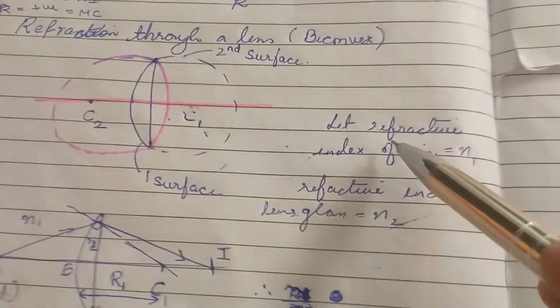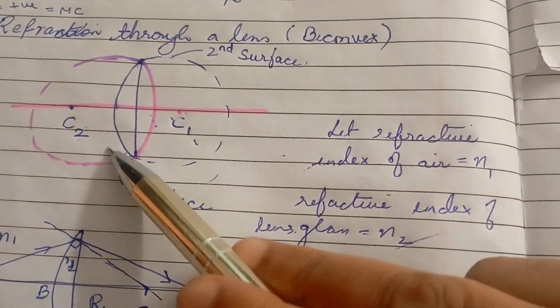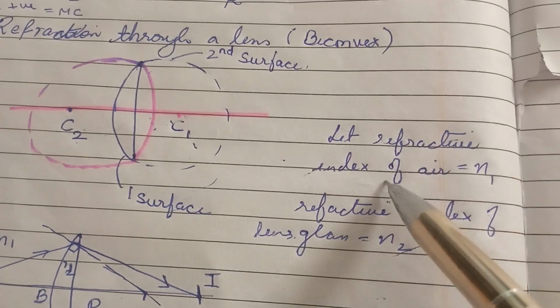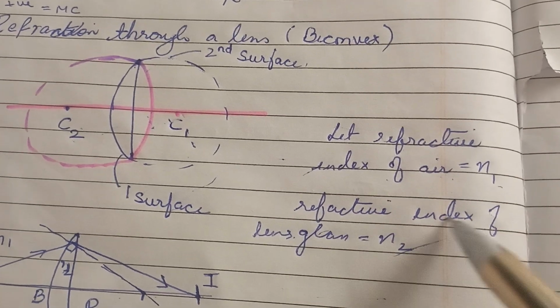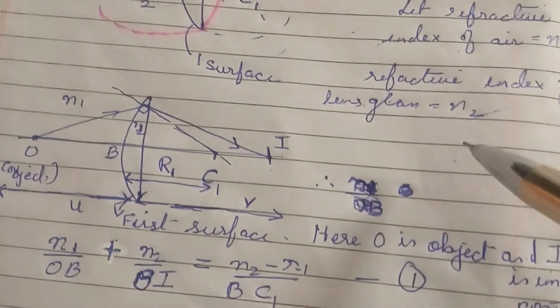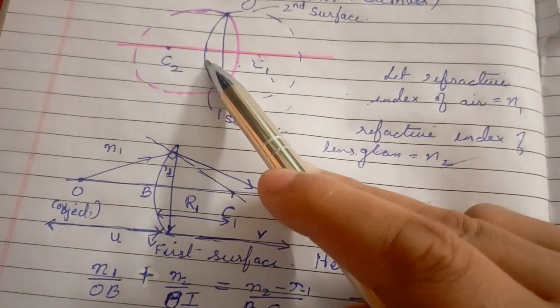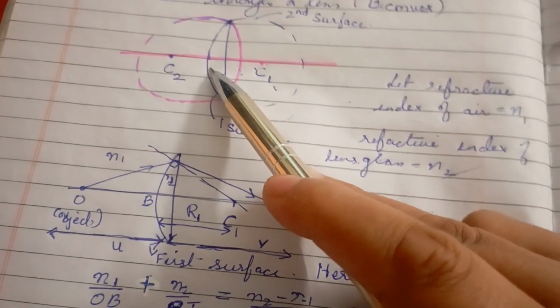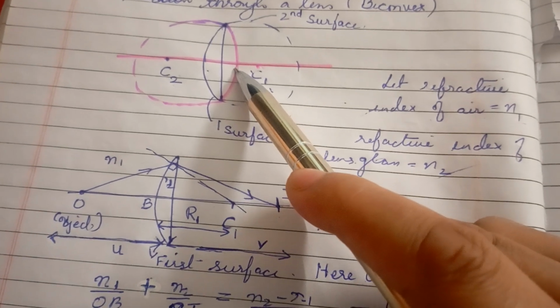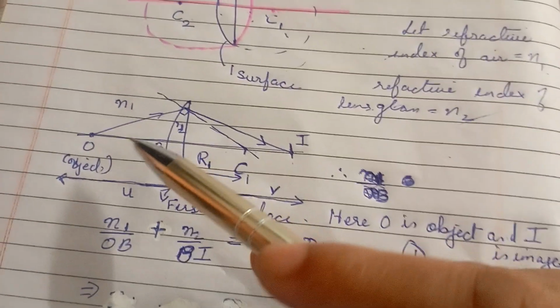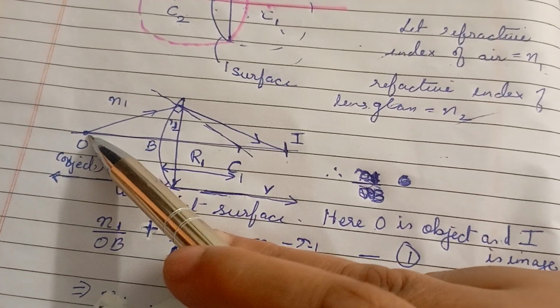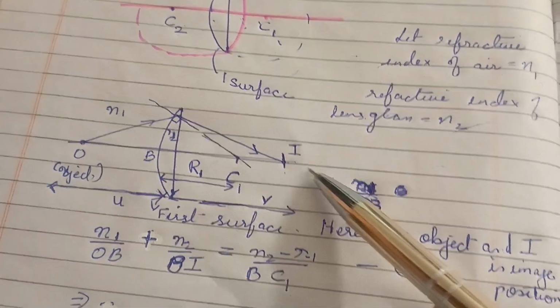Okay, so let us consider that the refractive index of air is N1 and the refractive index of glass is N2. So we'll do this derivation in parts. First we'll see how the light refracts at the first surface, and then we'll see how the light refracts at the second surface. So first let us imagine that O is the object, and this is the principal axis.